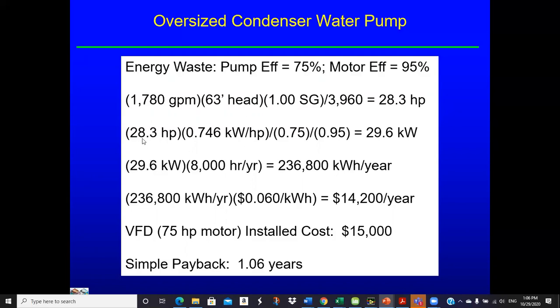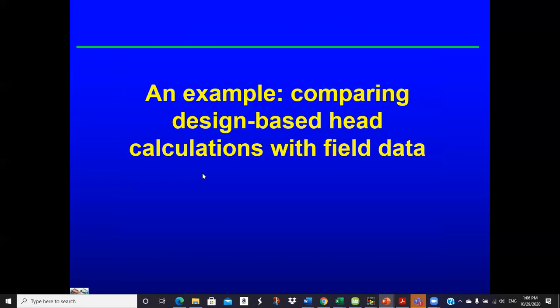Okay, and then I'm converting from horsepower to kW, just a conversion factor, and then you divide by the efficiencies, because this was energy that was actually taken out of the fluid. Where did it come from? Well, it came from the pump, and the pump's only 75% efficient, so we have to divide by 0.75, and the motor is only 95% efficient, so we divide by that. And so it was worth 29.6 kW of input energy into the motor that's driving the pump. Well, okay, it's 8,000 hours a year.